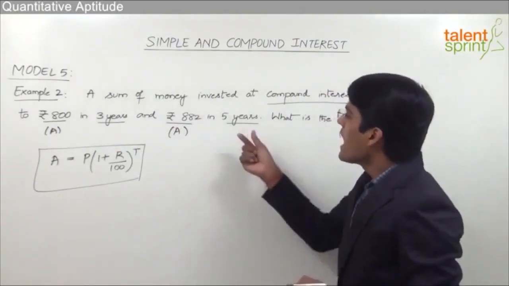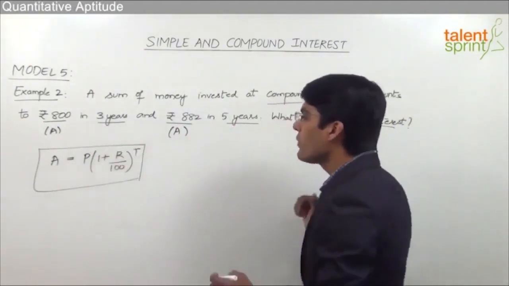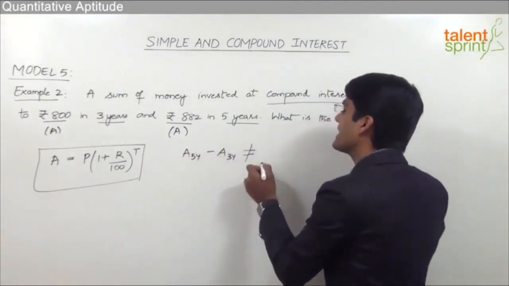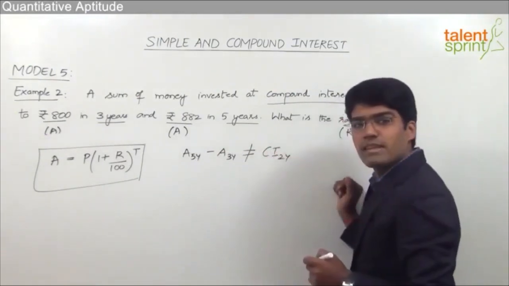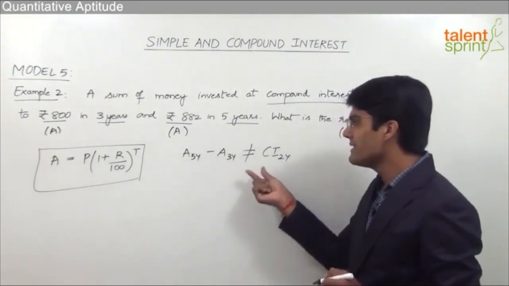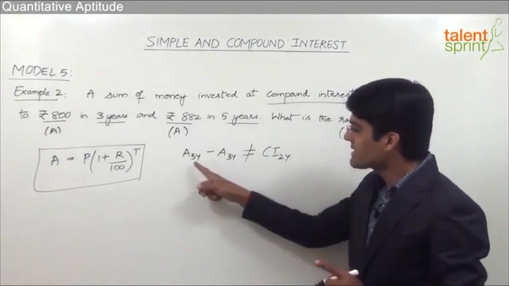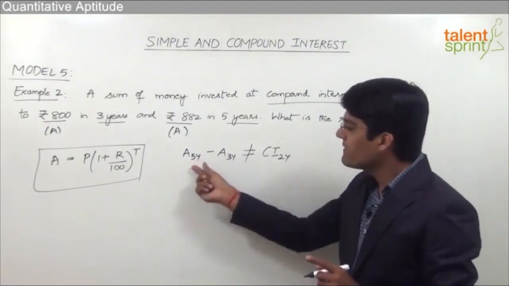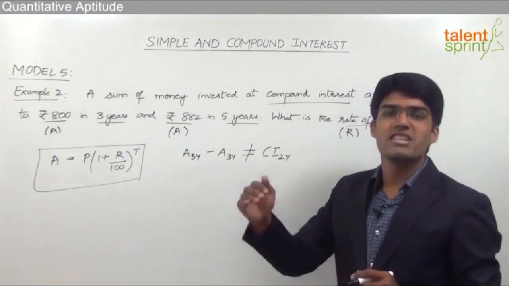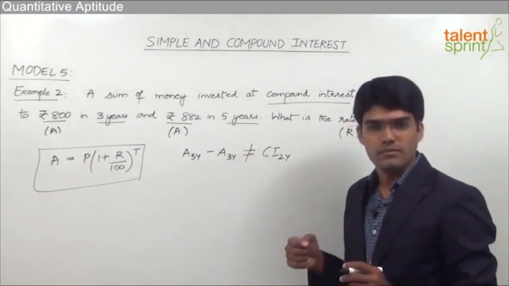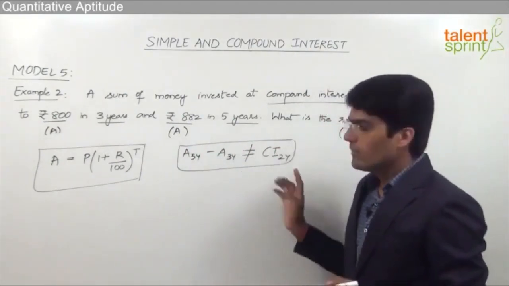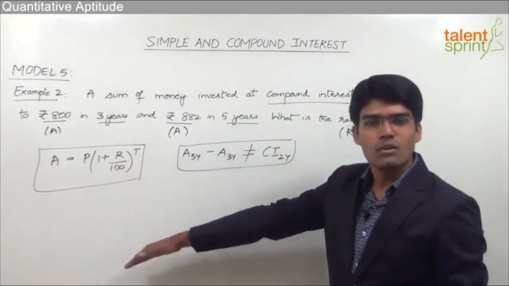And understand that amount for 5 years minus amount for 3 years cannot be taken as compound interest for 2 years. As discussed earlier in the previous example, amount for 5 years minus amount for 3 years is equal to simple interest of 2 years, that is 5 minus 3, 2 years. But it cannot be taken as compound interest for 2 years. Why? Because compound interest changes every year. So directly we cannot have an equation. So never try to take it as compound interest of 2 years and then find out the answer. We have to go by the direct formula to solve this question.